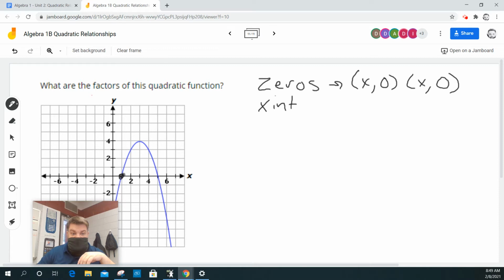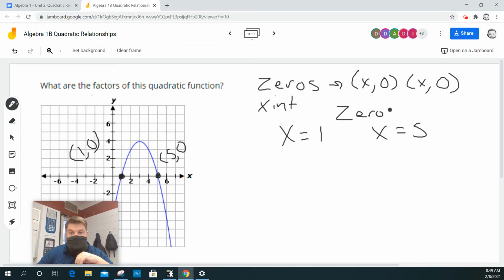So I've got one x-intercept here that occurs at (1, 0). I've got another x-intercept that occurs at (5, 0). So that means x is equal to 1 and x is equal to 5. These are the zeros of this particular function, just based on the graph. Repeat the process that we did in the last example.